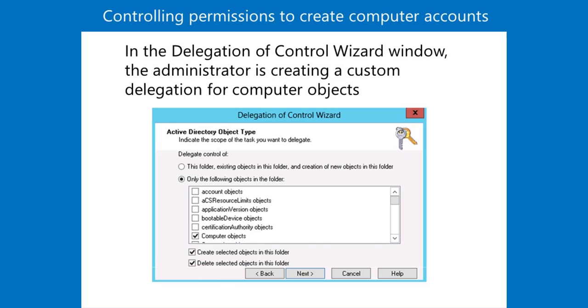To delegate permissions to create computer accounts, you can use the Delegation of Control wizard to choose a custom task to delegate. When you delegate permissions to manage computer accounts, you might consider granting additional permissions beyond those required to create computer accounts. For example, you might decide to allow a delegated administrator to manage the properties of existing computer accounts, to delete the computer account, or to move the computer account.